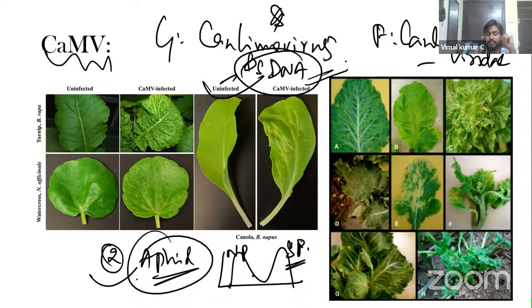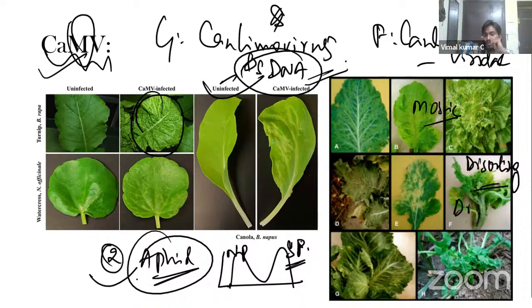When it comes to infection, the mosaic will be there, and leaf deformation will be there. Mosaicing is nothing but alternation of green and yellow regions, right? Then the leaf will be distorted, or distorting, if it is at an early stage. So this is about cauliflower mosaic virus. As I told you, it is transmitted by two genera, Aphis and Myzus. Usually Myzus persicae will transmit in a semi-persistent manner, and Aphis will transmit in a non-persistent manner, and this will be decided based on the temperature.